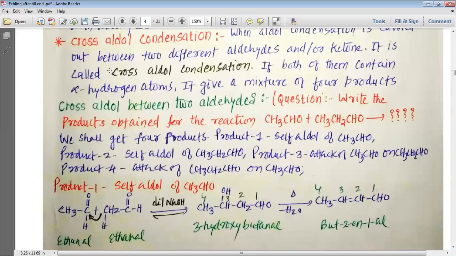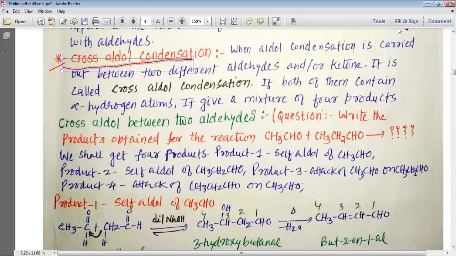so that the carbonyl carbon is attached with the alpha carbon of the other compound. When the same type of reactants are present in the aldol condensation, we call it a simple aldol or self aldol. But if two different compounds are used for such a reaction, we call the reaction a cross aldol condensation. So now, my dear students, let us study the cross aldol condensation.